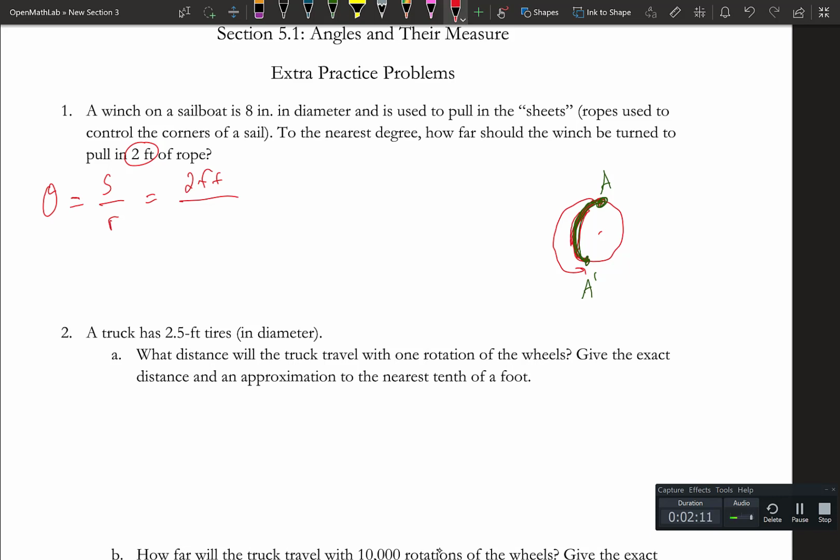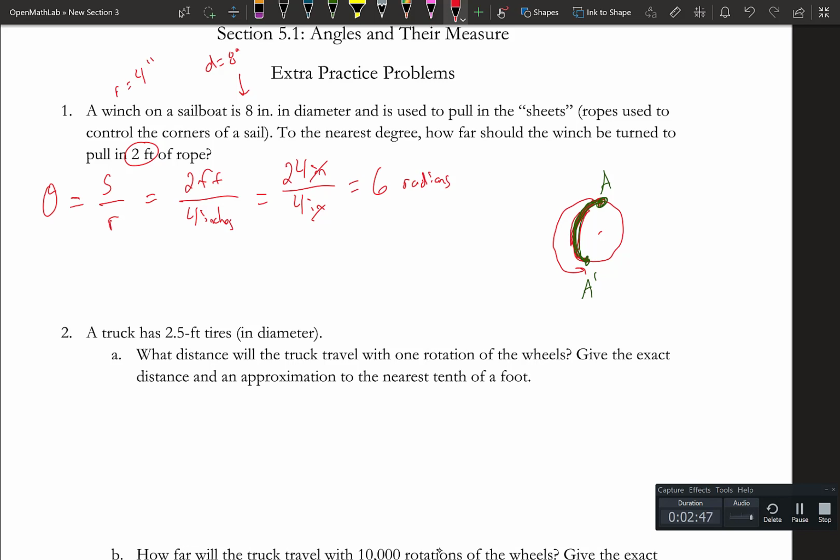So then we need to divide this by the radius. The diameter is 8 inches, which means the radius would be 4 inches. So I'm taking 2 feet divided by 4 inches. I need to have the same unit in the top and bottom, so what I can do is replace 2 feet with 24 inches, and then divide that by 4 inches. The inches cancel out, and we're left with just 6. We're unitless, so there's 6 radians.